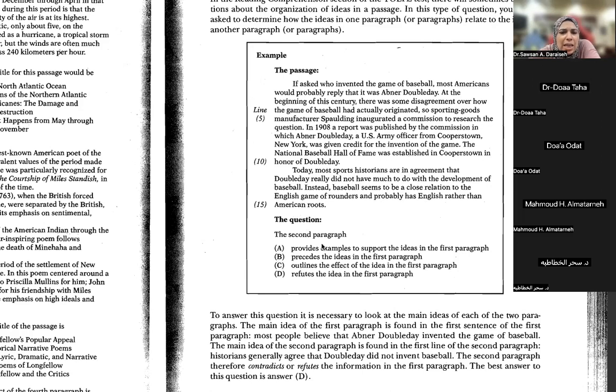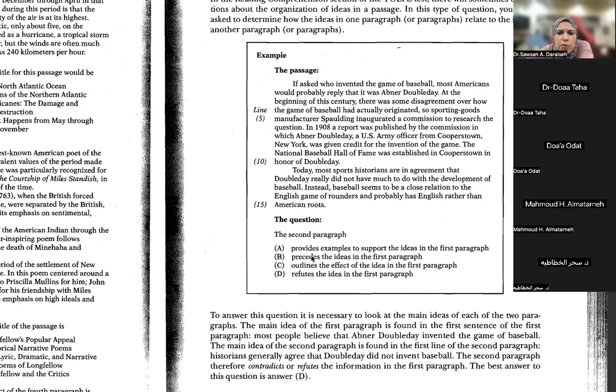Anyway, the second paragraph does what? Read all of these to understand. What is the second paragraph about? Look, today most sports historians are in agreement that Doubleday did not have much to do with the development of baseball. So the historians are saying or said that Doubleday did not develop baseball.